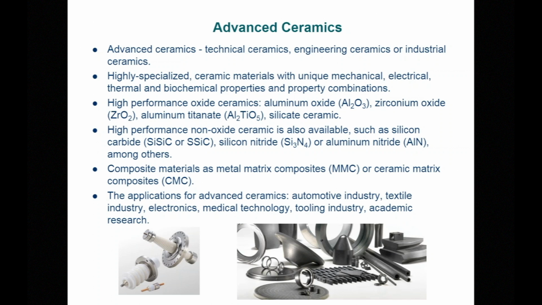So some examples, of course, of high-performance oxide ceramics would be aluminum oxide, zirconium oxide, aluminum titanate, to name a few. High-performance non-oxide ceramics would include silicon carbide, silicon nitrides, aluminum nitrides, and others. And then, of course, we have composite materials made of a metal matrix composite or a ceramic matrix composite. And you will find a lot of this in terms of what is used by the automotive industries, the electronics, solid-state display devices, even in medical technology, tooling industry, and other academic research.